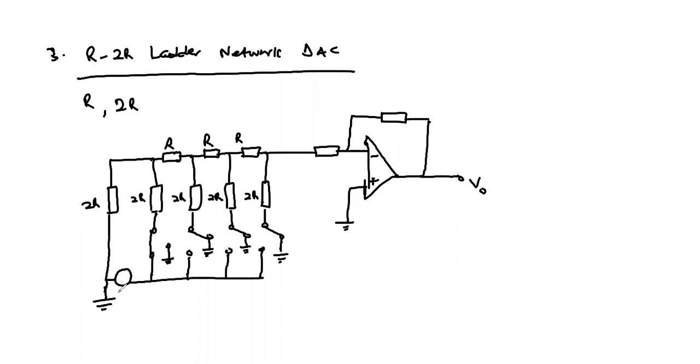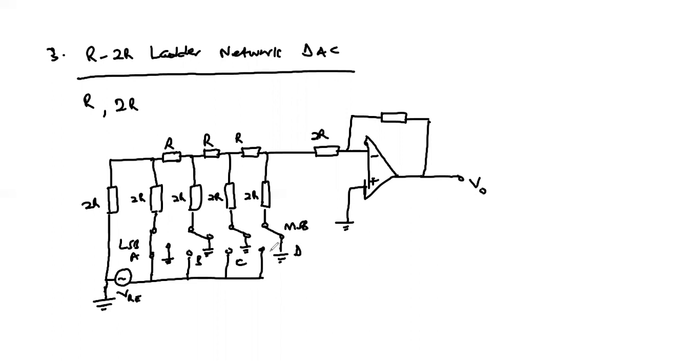So this is our reference voltage. This is 2R. This is an example of a 4-bit R2R ladder network, where this is the least significant bit, and this is the most significant bit. We can call this bit A, bit B, bit C, and bit D. So A is the least significant bit, and D is the most significant bit.